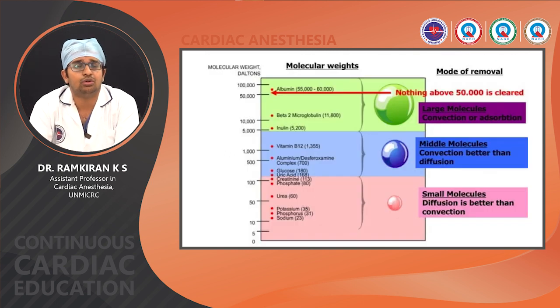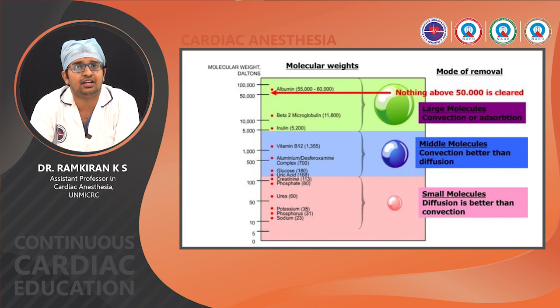So now coming to the molecular weights of the various substances which have to be cleared through the dialysis. There are large molecules, which are above 5000 daltons, the middle molecules, which are usually about 200 or 250 daltons to 5000 daltons, and the small molecules, which are less than that. So all our electrolytes such as potassium, sodium, phosphorus come under small molecules.